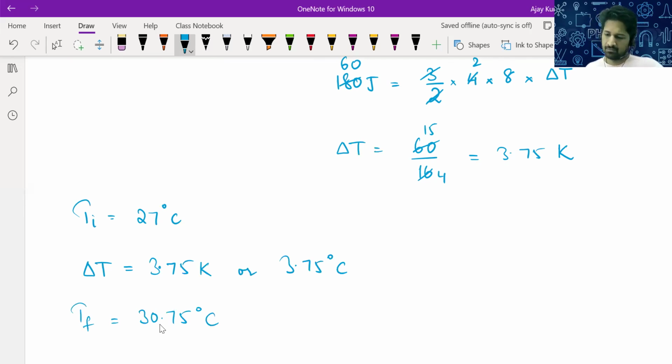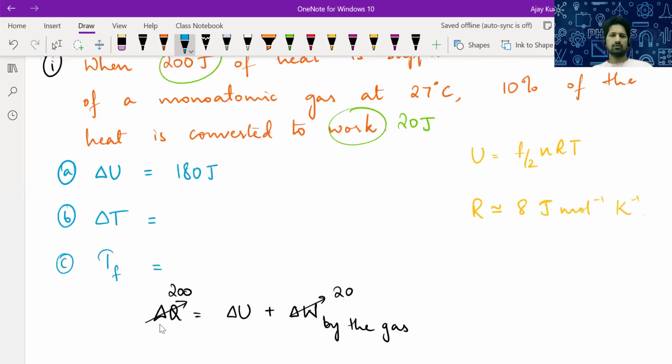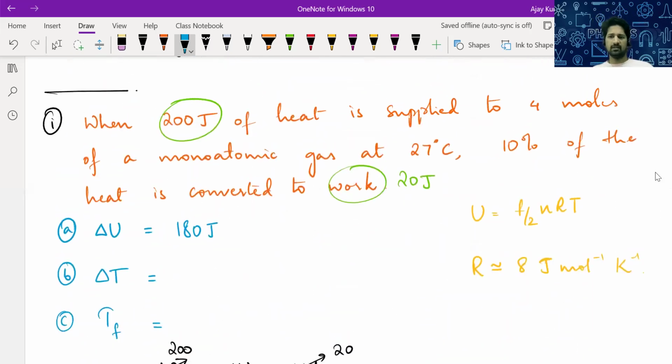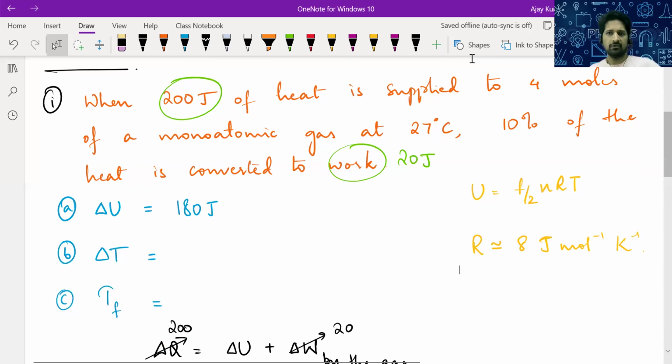So this was a basic application of the first law of thermodynamics and the formula for internal energy. That is what you learned from this problem. Hope this is clear to all of you. If you have any questions, you can ask.